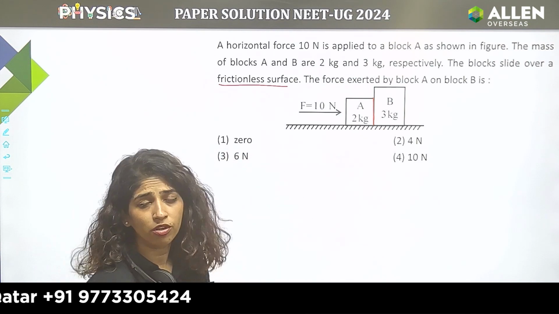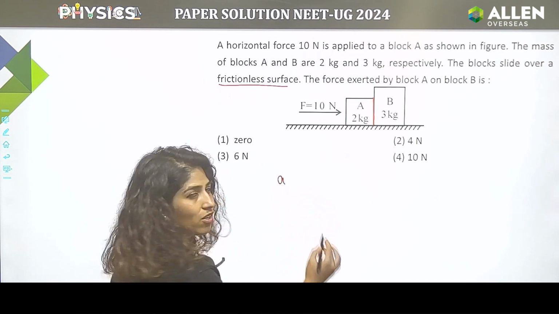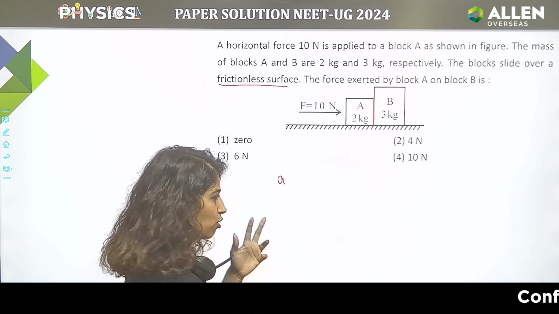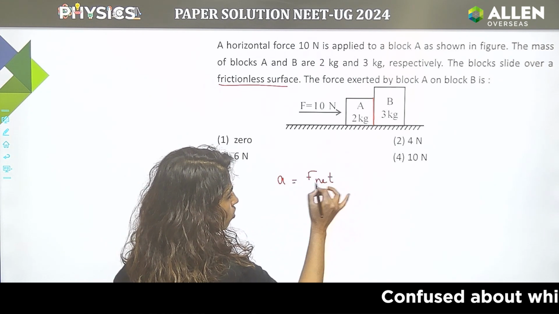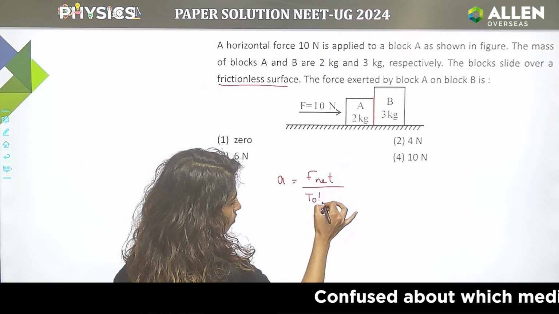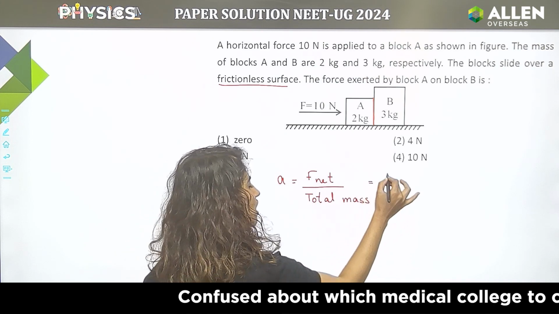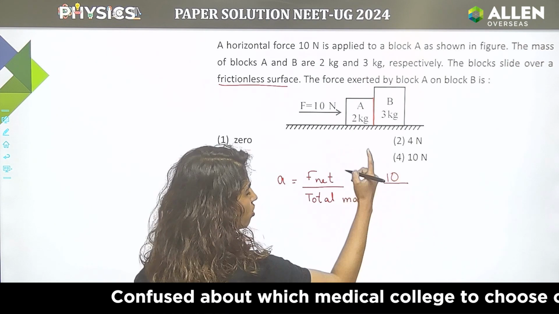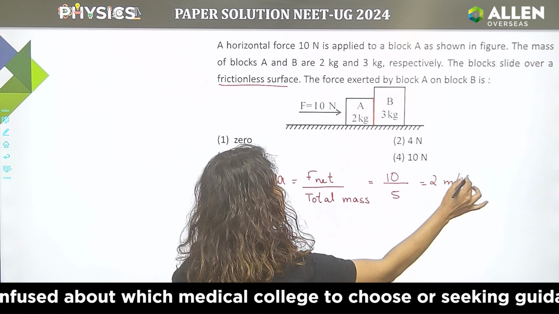What we'll do here is, I'm going to show you a technique where you can directly find the acceleration of the system. So acceleration of the system is equal to net force upon total mass. I can see net force acting on the system is 10 Newton, total mass is 5. So acceleration is going to be 2 meter per second square.